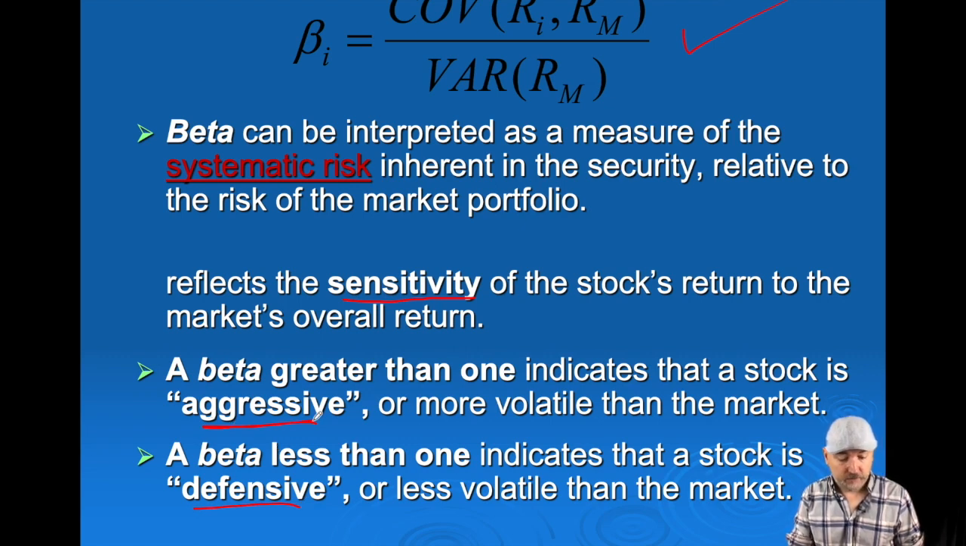And again, typically, an aggressive stock is going to have a higher expected return to induce you to hold it. A defensive stock is going to have an excess return a little bit lower, but you're carrying less risk with you.